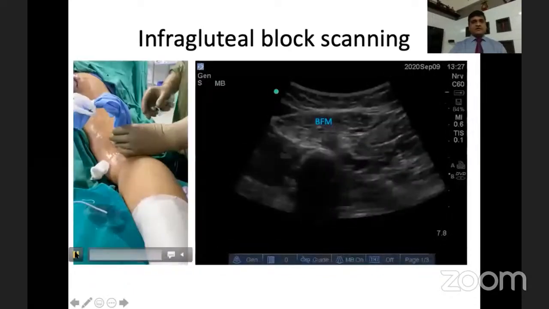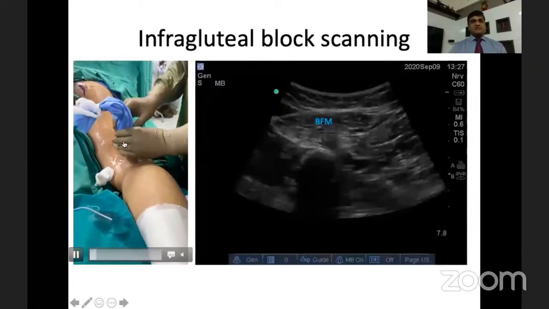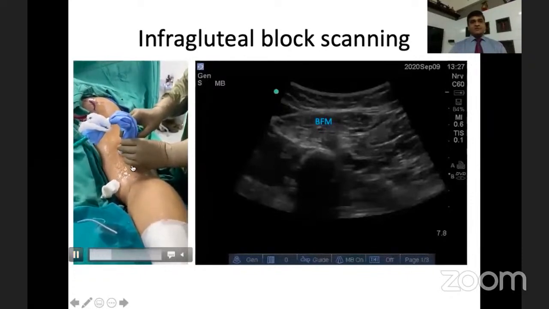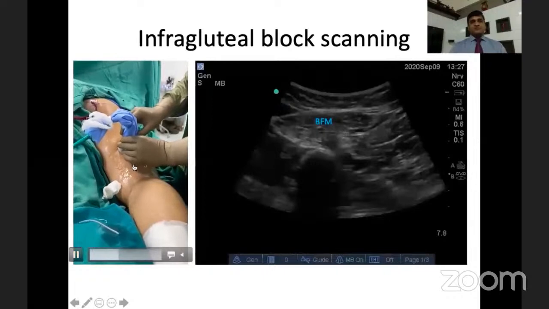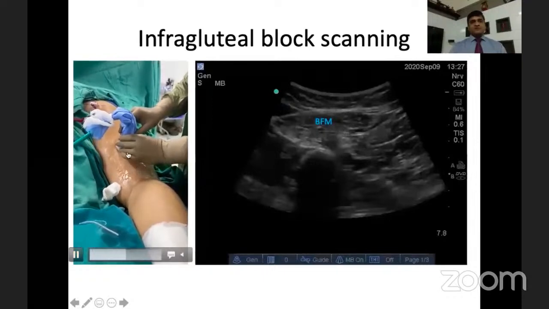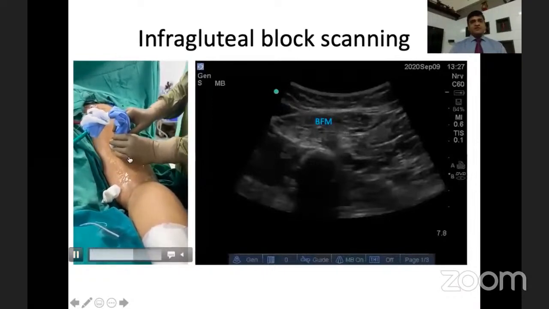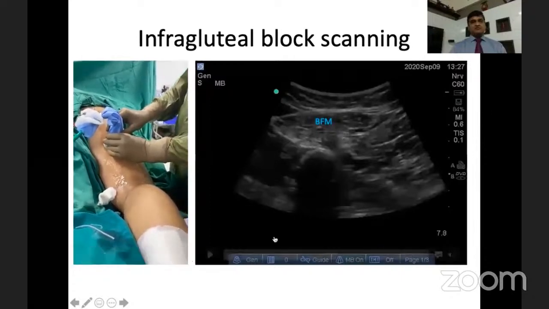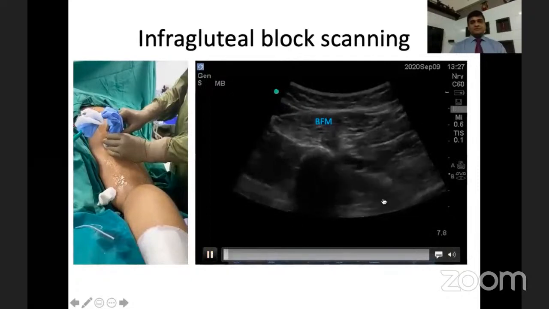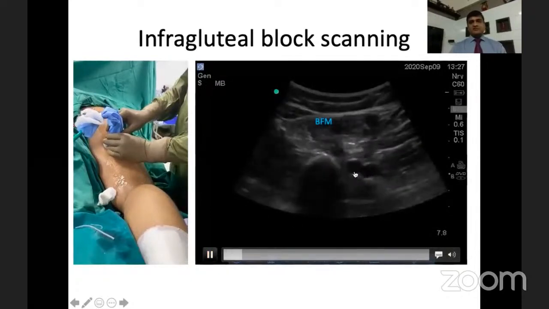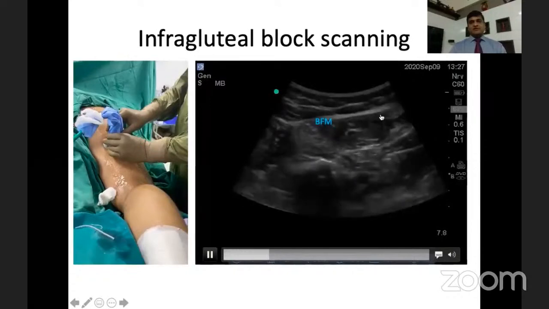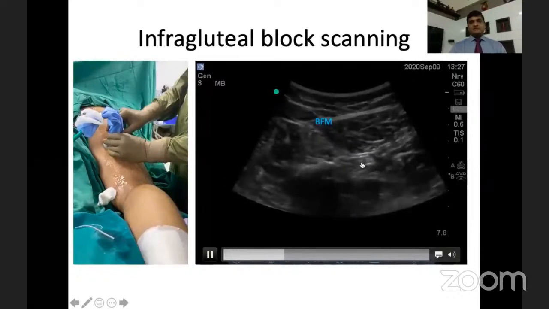Alternatively, you can start scanning from the apex of the popliteal fossa to the proximal level, because imaging in the popliteal fossa is easy. The probe is slid proximally till you get an optimal view of the nerve. This is scanning at the popliteal fossa. These are the popliteal vessels. This is the popliteal sciatic nerve just below the biceps femoris muscle.